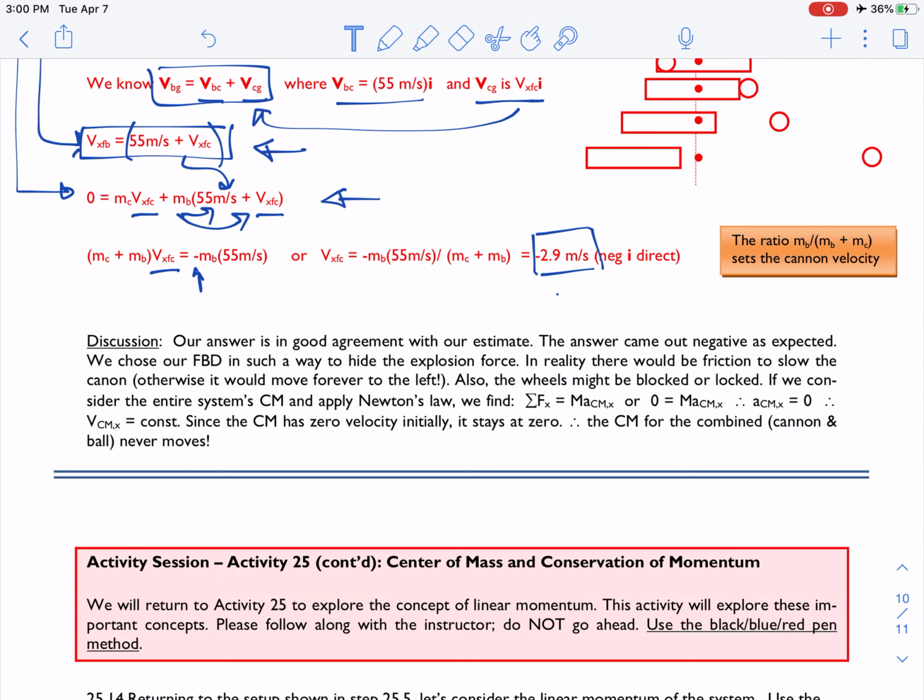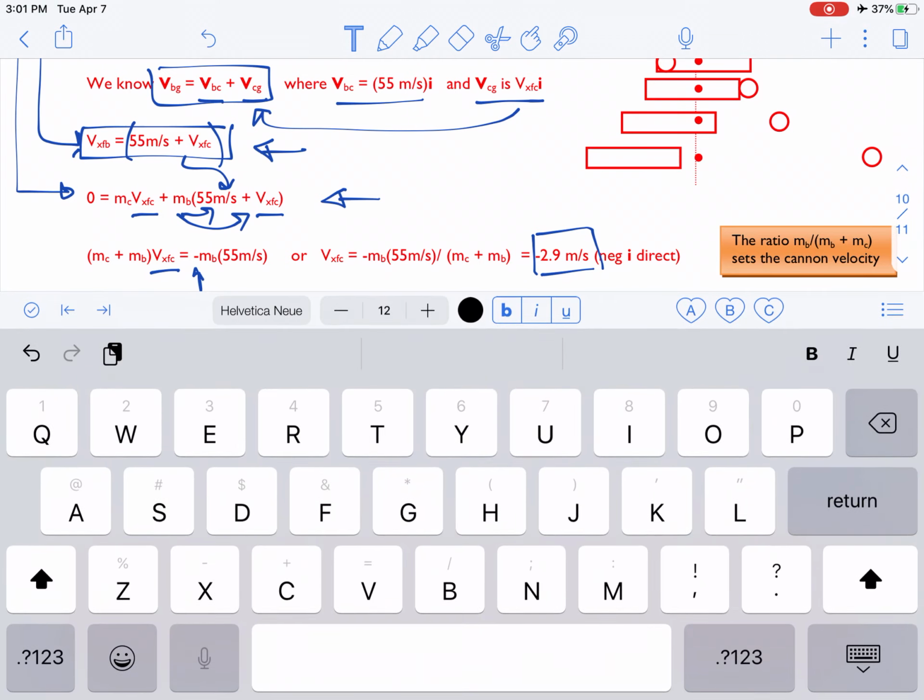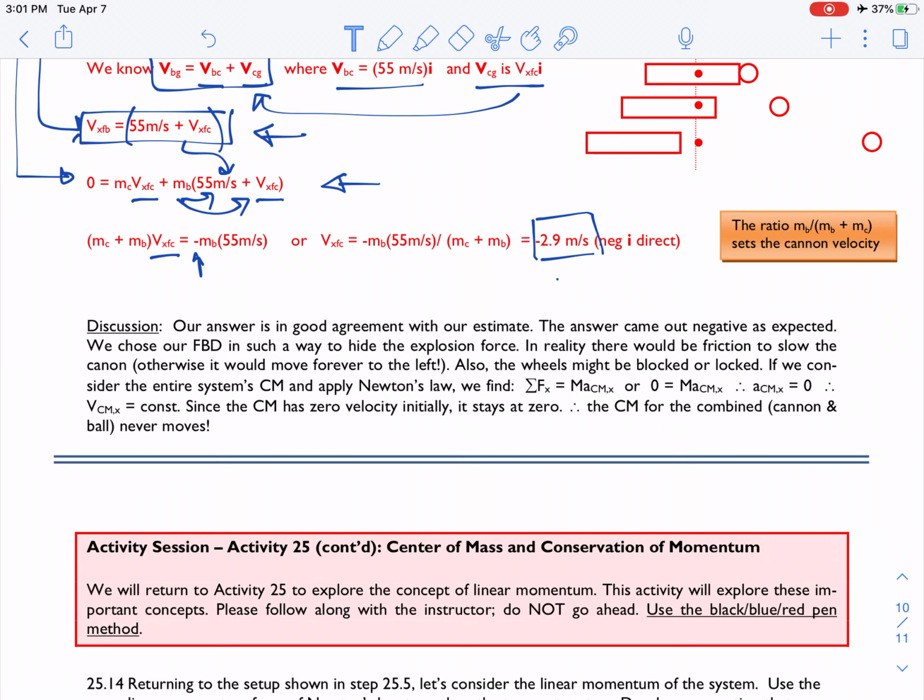We chose our free body diagram in such a way to hide the explosion force. In reality, there would be friction to slow the cannon, otherwise it would move forever to the left. So we are again making it simplified by ignoring some of the present forces. But also the wheels might be blocked or locked, so if we consider the entire system's center of mass and apply Newton's law, we find sum of Fx equals m a, center of mass x, and sum of Fx goes to 0. That means the acceleration of the center of mass along the x direction is 0.